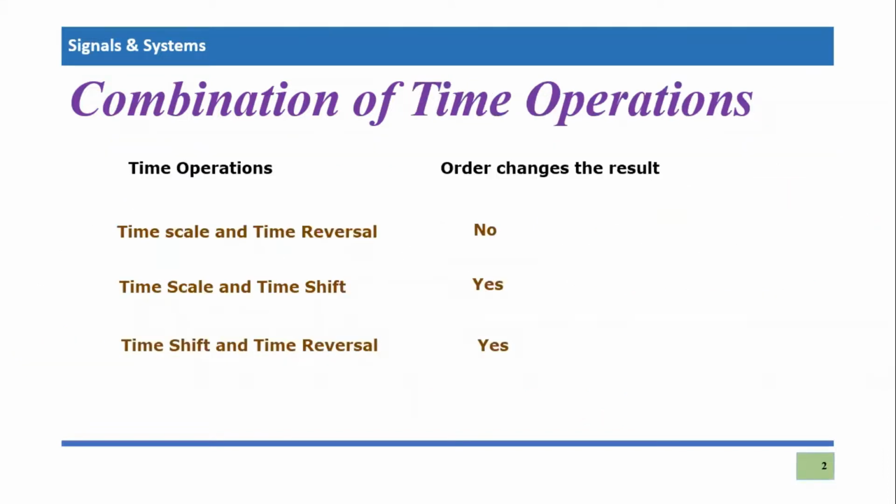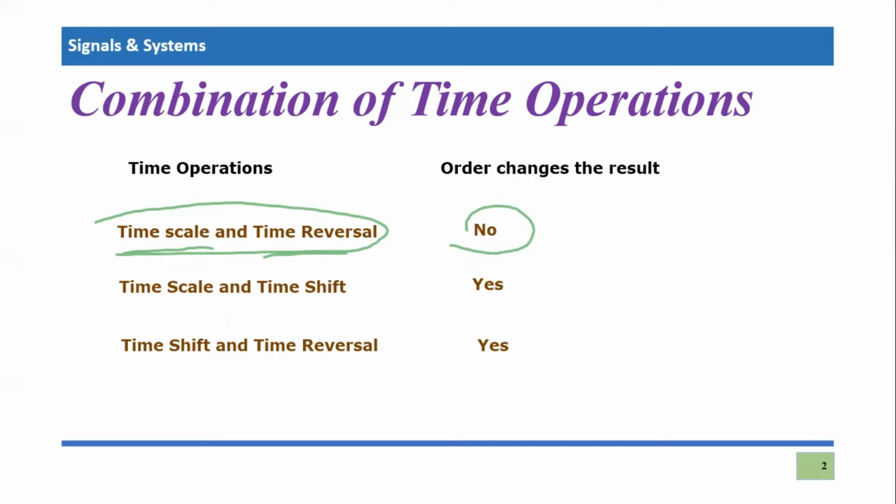Okay, this is the final slide of the overall lecture. And in this lecture, what we did actually, we compared the time operations combinations, right? Or we actually compared the application sequence of the different time operations on the same signal. What if we apply a time scale first, and then we apply the time reversal, and then we actually tested this in reverse sequence, time reversal and then scale. So we noticed that there was no effect on the final output. The final output remains the same, right?